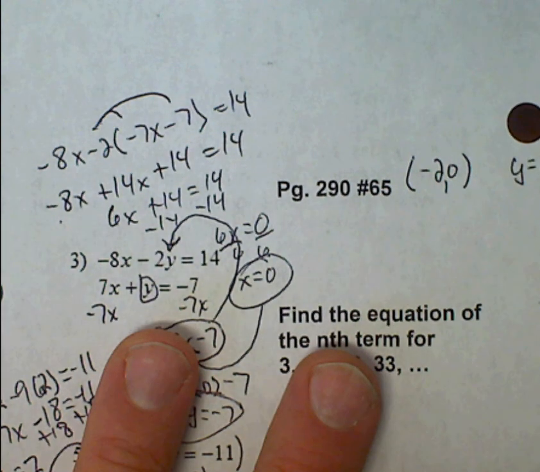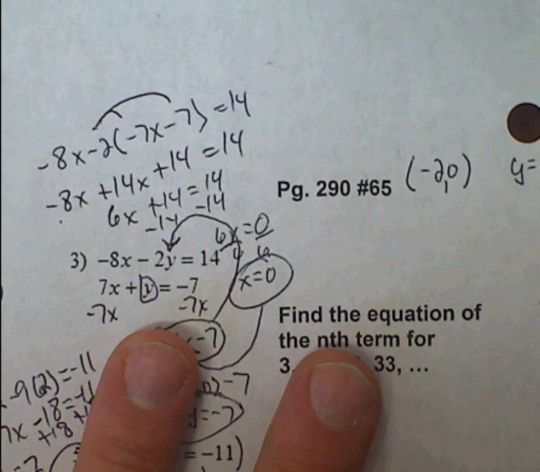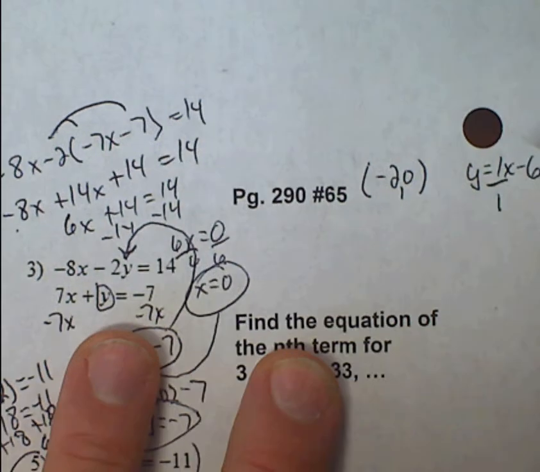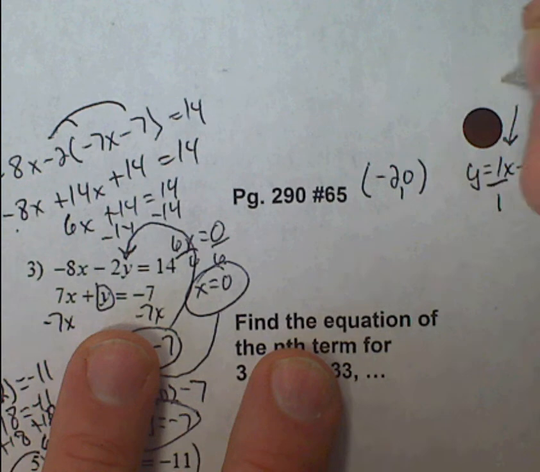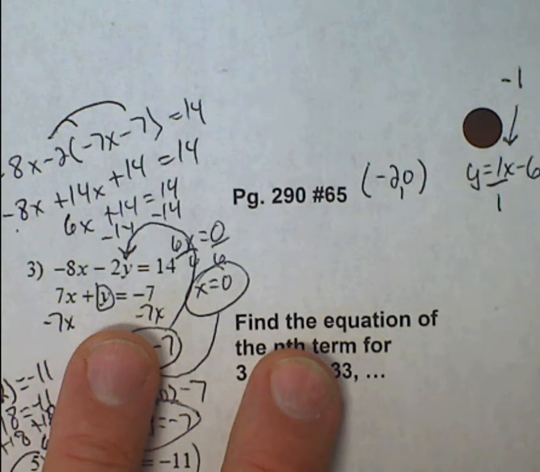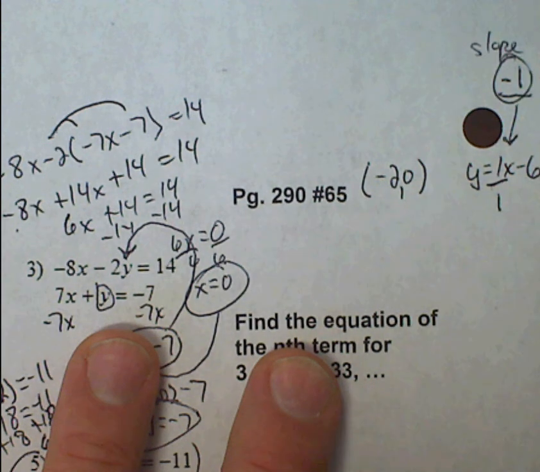Y equals x. So to be perpendicular, if this is positive 1 over 1, my perpendicular slope would be negative 1 over 1, because I have to take the opposite. If this is positive, it turns negative. Negative 1 over 1 is negative 1. This is my slope to be perpendicular.